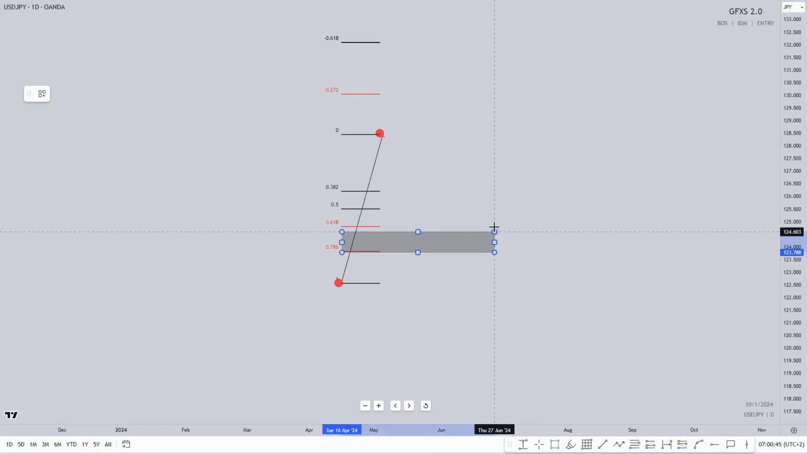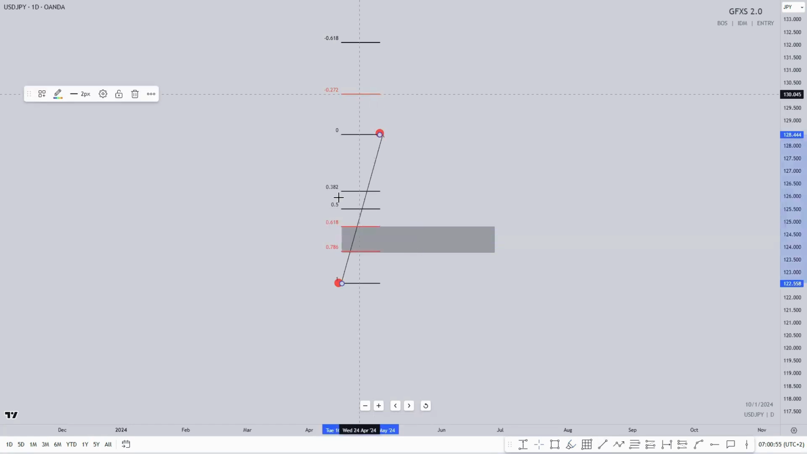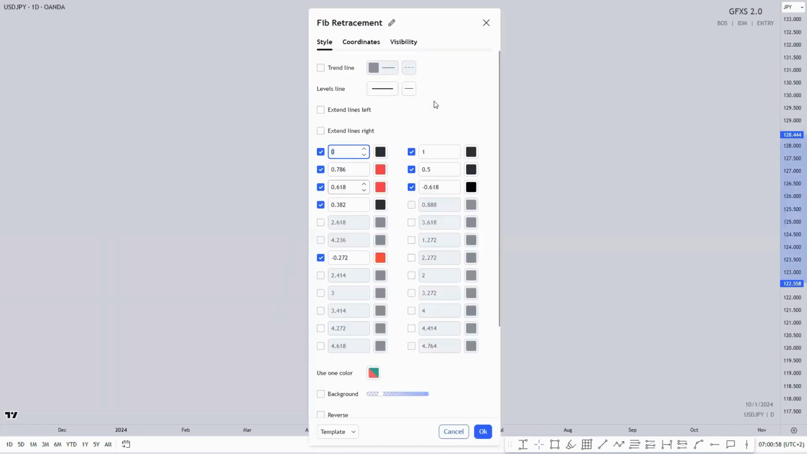Price is most likely to come and mitigate the zone. That's why it is in red. And then this zone is my extended Fibonacci target. This is my take profit. So I'm going to allow you to pause the video, copy the settings so that you can have the same settings as mine. So these two reds are your golden zone, and this one is your take profit 2. And then 0 will be your take profit 1, and then the -0.618 will be your take profit 3.